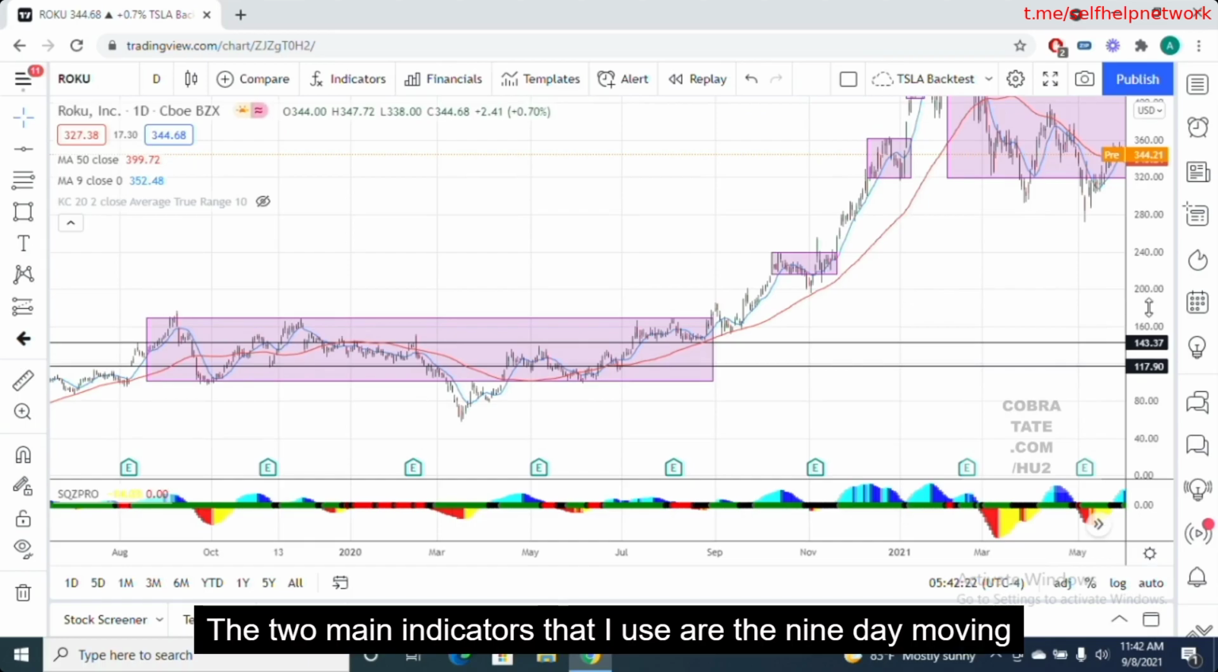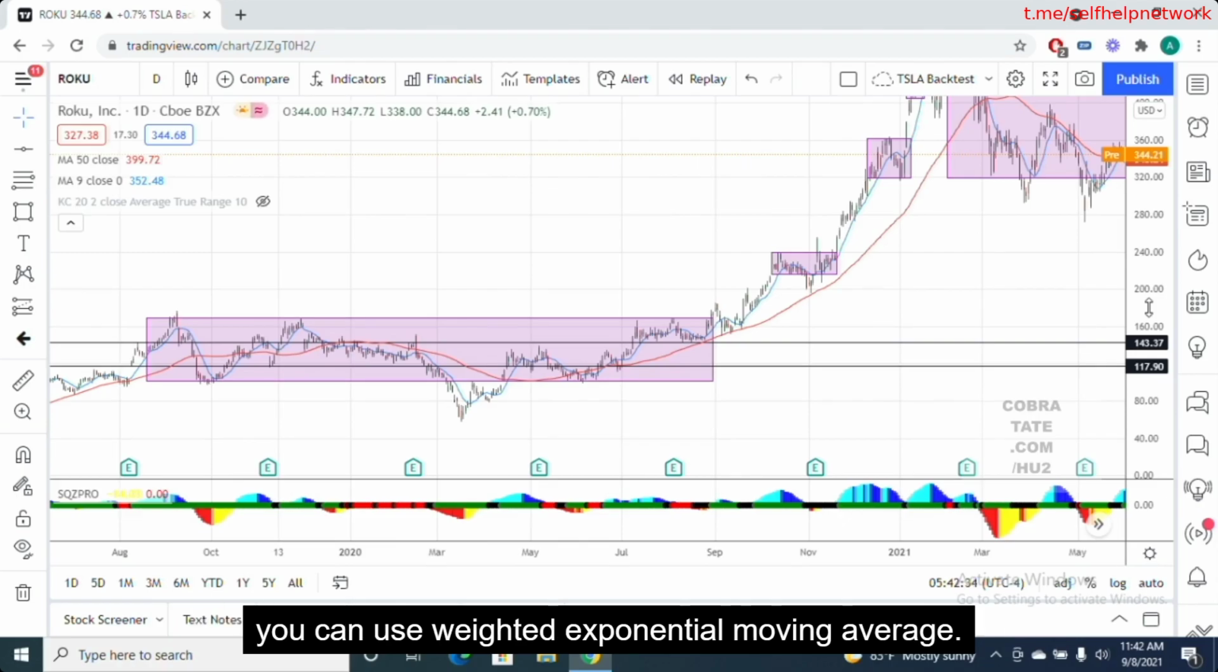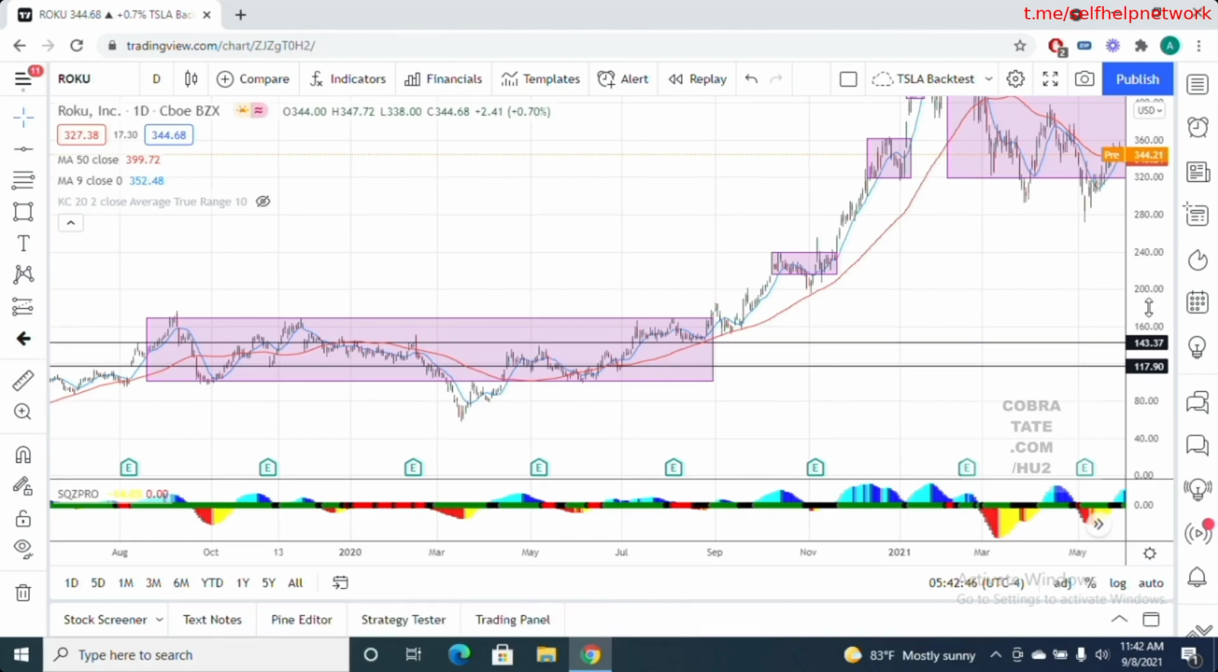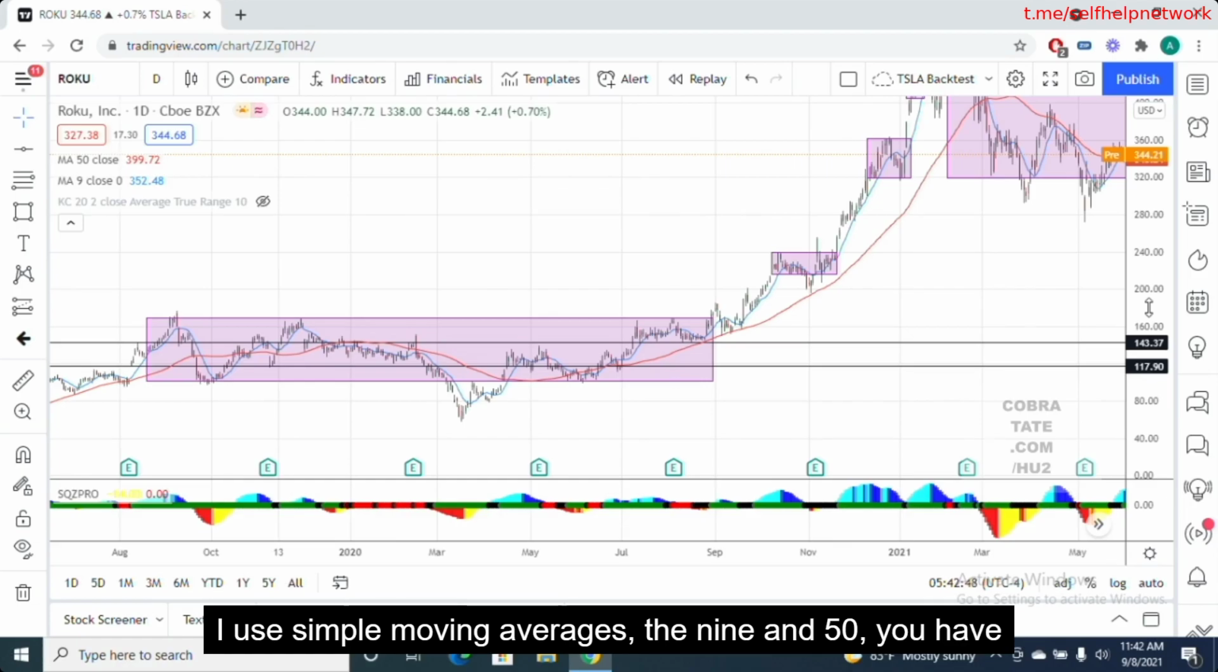The two main indicators that I use are the 9-day moving average and the 50 moving average. You can use simple moving average, exponential moving average, or weighted exponential moving average, it doesn't matter. They all are similar. Besides, indicators are exactly that. They're hints for decision making. They are not foolproof methods. I use simple moving averages, the 9 and the 50.